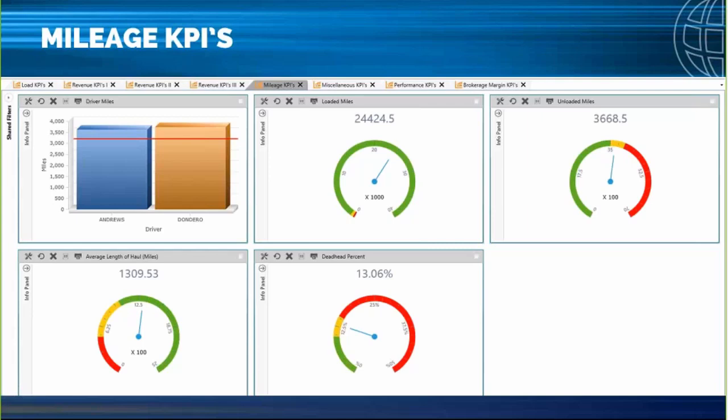Loaded miles. Just what it says, we can look at any time frame to see what are loaded miles for a specific time frame, unloaded miles for a specific time frame. Average length of haul on the bottom left, deadhead percent, an extremely key indicator so you can track in real time what is your deadhead percent, what is it for today, what is it for this week, what is it for this month, and your dispatchers can work to minimize that or lower that.